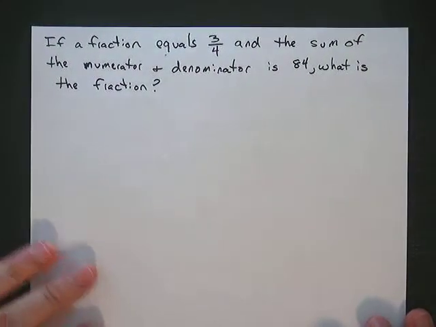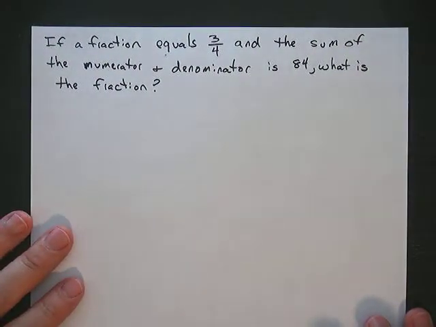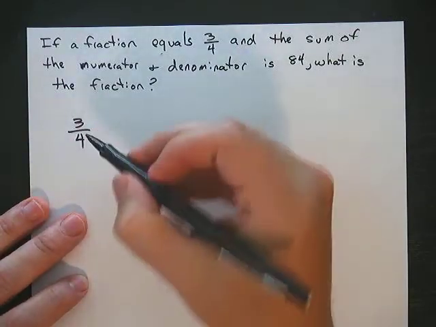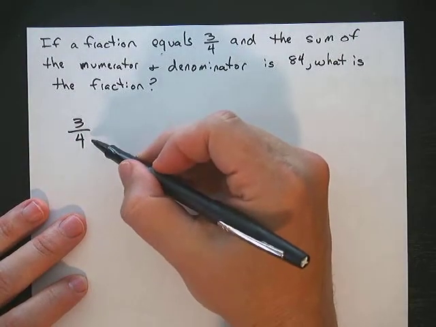Okay, let's try this one. If a fraction equals 3/4 and the sum of the numerator and denominator is 84, what is the fraction? Okay, so we've got 3/4, and we want to be able to add these two numbers up and get 84.